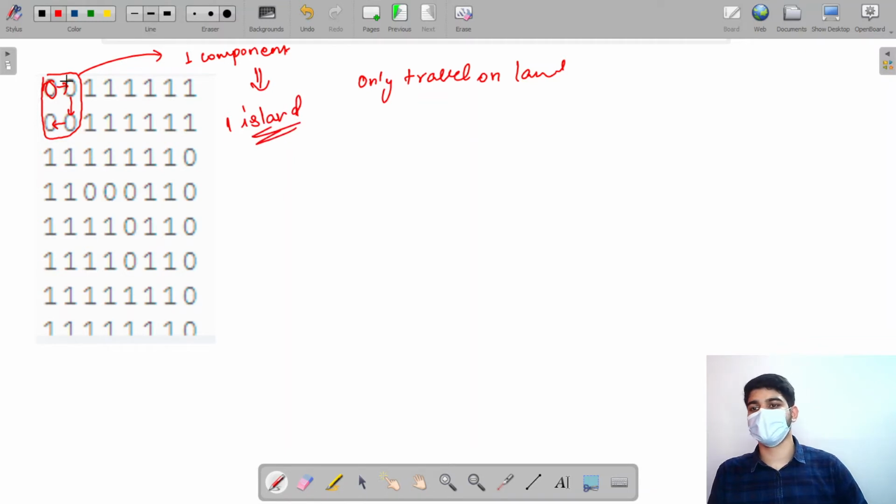So this was my first island. Then I traverse the matrix again, and I find the next zero. My next zero is over here. Now from this zero, where can I go?